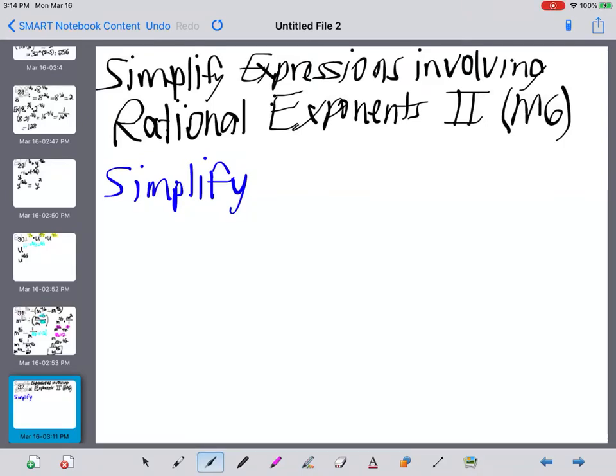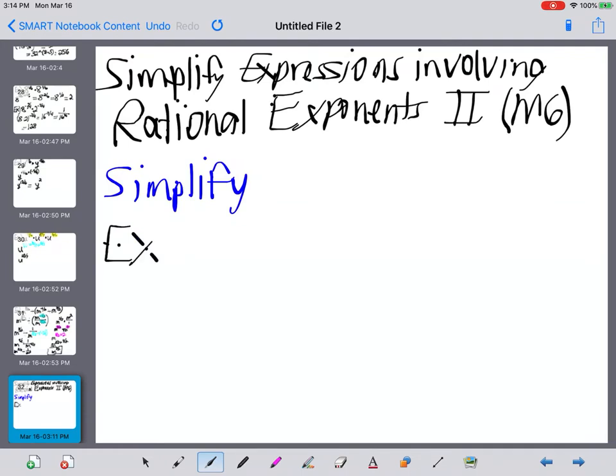Hello everyone, and welcome to the final tutorial video here involving exponents, rational exponents that is, and radicals. Here we are doing simplifying expressions involving rational exponents 2, basically a continuation of the previous video, but taking it to the ultimate step, getting a little bit tougher.